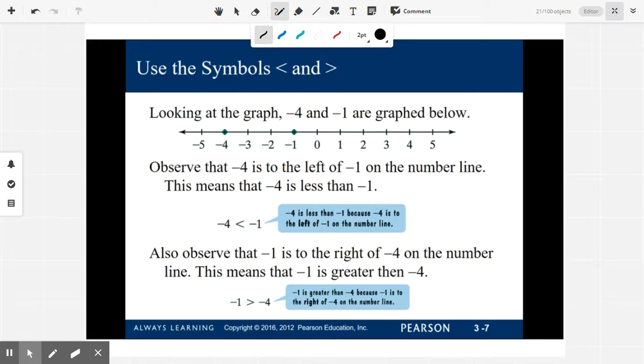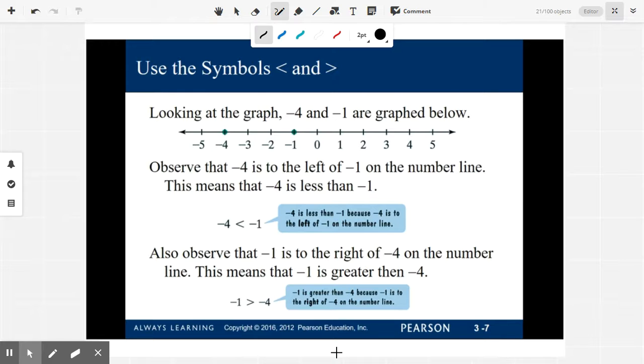This goes along right with what we were saying: as you go to the left, numbers get smaller, and numbers get bigger as you go to the right. So if we have two numbers graphed on a number line, the one that's further right is larger. The one that's further left is smaller. Okay. So we know here -4 is less than -1. So we're just introducing our inequalities here. This is our less than symbol.